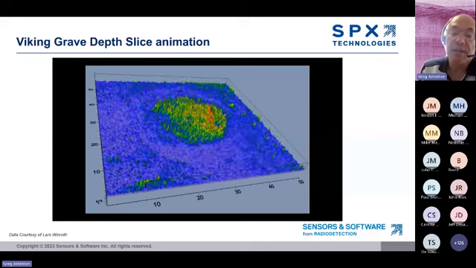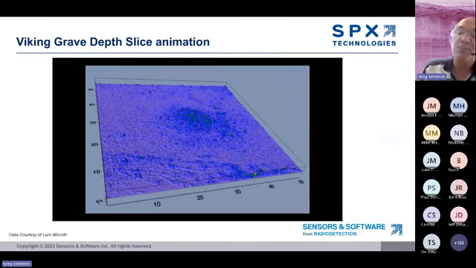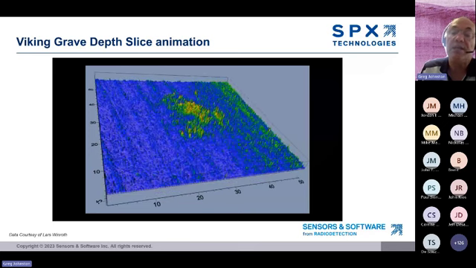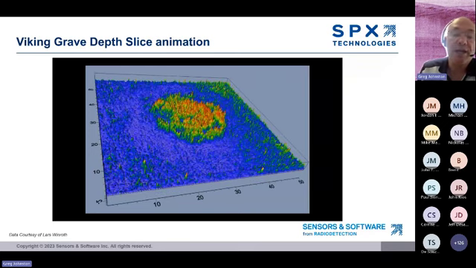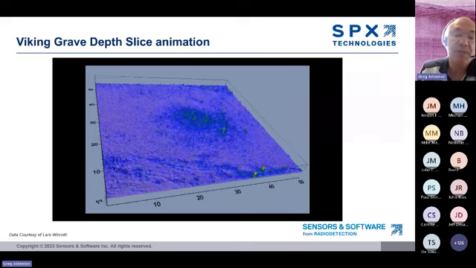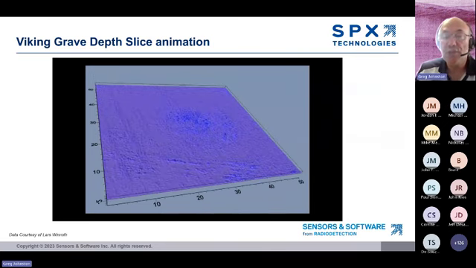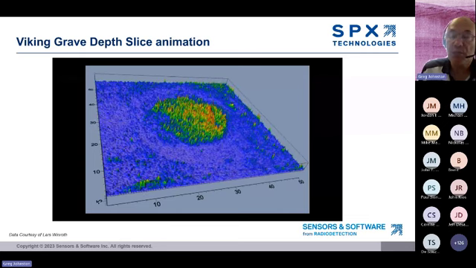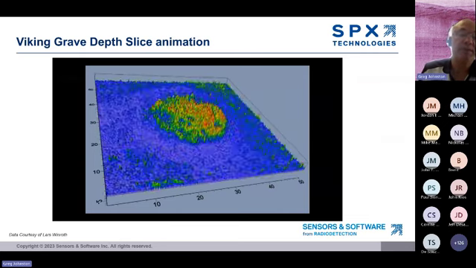Here's GPR data, grid data, displayed as depth slices, where the reflection strength is shown in 3D. It's an interesting way to highlight the area of interest. The circular feature that emerges from the data as you slice downward is interpreted as a Viking grave.